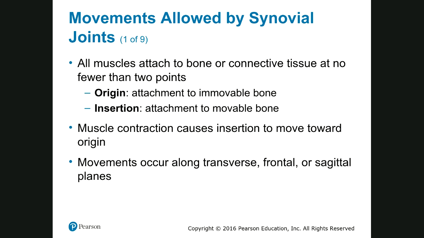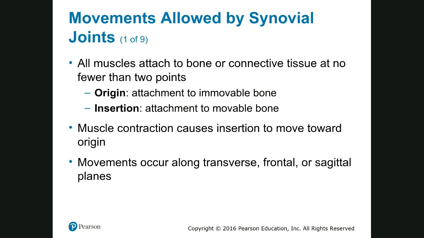Right. Now, when we look at muscles and joints, and we'll visit this again when we get to the muscles chapter, the origin of a muscle is the attachment to the immovable bone, and the insertion is the attachment to the movable bone. And usually, not always, but 99% of the time, muscle contraction causes the insertion to move towards the origin. And they can move in a transverse way, a frontal way, or a sagittal way.